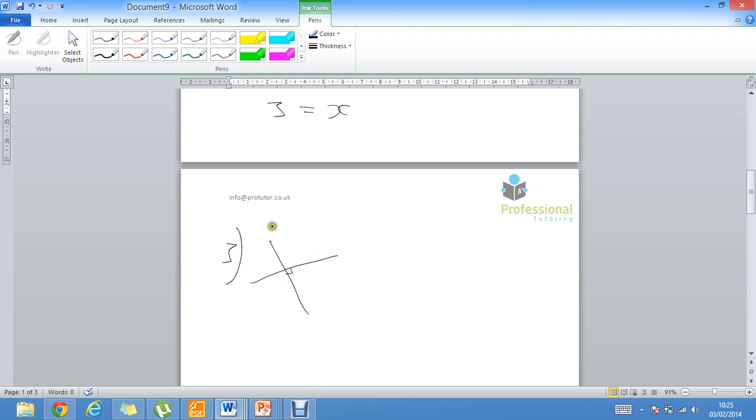So for example, if the gradient of this line is 4, I'm going to call this line M1, and I'm going to call this line M2. Now the product means multiply, so if I do 4 times M2, that's always going to give me minus 1. In order to find M2, I just rearrange it again, so my M2 value will be minus a quarter. Therefore the gradient of this line here, M2, is minus a quarter.